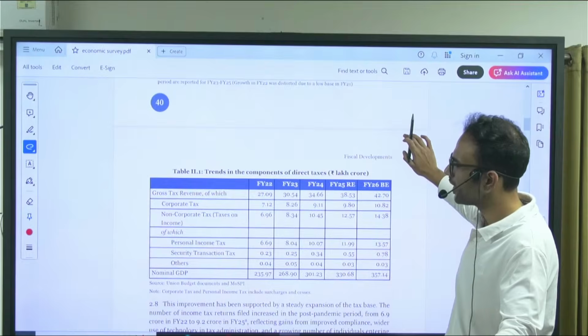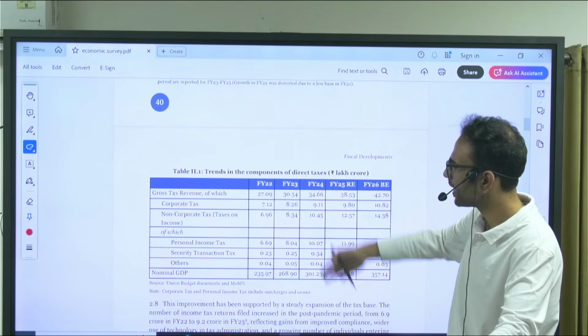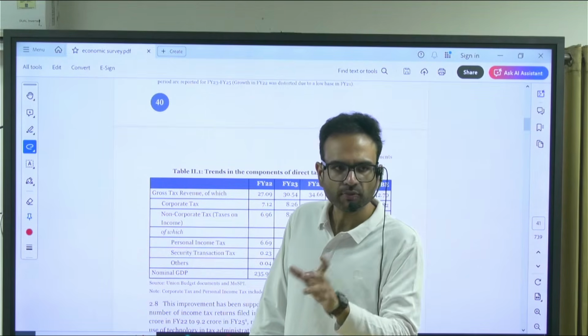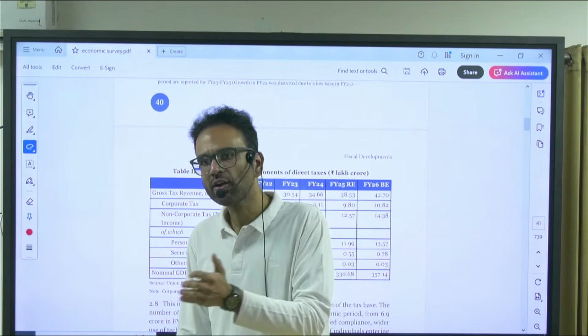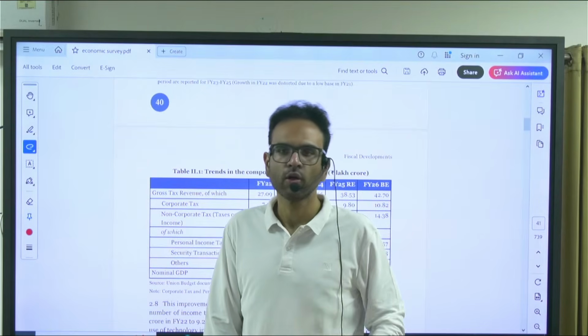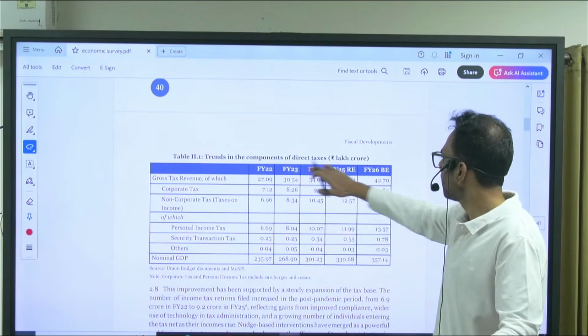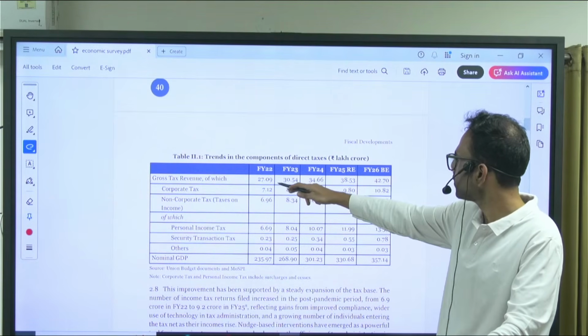I don't want you to get into the specifics, but take a look at the direct taxes. You can get two questions here. One, components of direct tax. Two, trend of the direct taxes. Two levels of questions are possible. Take a look at this table. In the last few years, is there a constant trend?